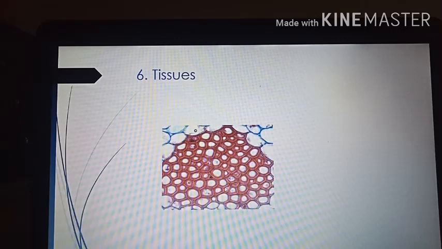Sixth chapter of Standard 9 is tissue. We all know that a group of cell which performs specific function is called tissue. In this chapter, we will learn about plant tissue, meristematic tissue, its location of meristematic tissue, its characteristics, its types, and as well as its functions.